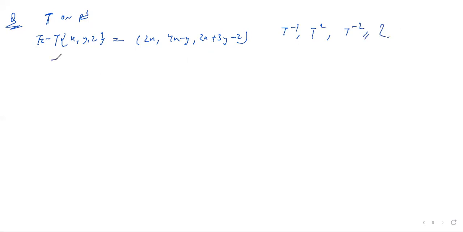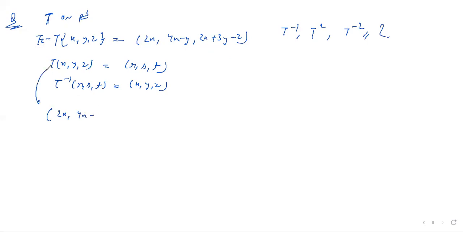Okay, so for finding T inverse, let's say this is my T(x, y, z) and the corresponding (r, s, t). Then the corresponding inverse would be T inverse(r, s, t) equals (x, y, z). So we'll write it as (2x, 4x minus y, 2x plus 3y minus z) equals (r, s, t). That means 2x equals r, 4x minus y equals s, and 2x plus 3y minus z equals t.